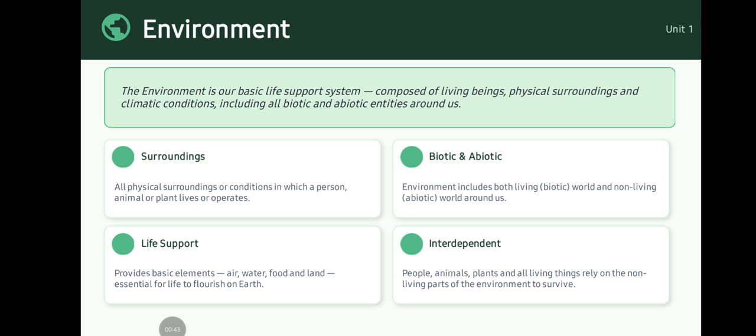Surroundings: all physical surroundings or conditions in which a person, animal or plant lives or operates. Biotic and abiotic environment includes both living, that is biotic world, and non-living, that is abiotic world around us. Life support provides basic elements, that is air, water, food and land, essential for life to flourish on earth. Interdependent: people, animals, plants and all living things rely on non-living parts of the environment to survive.